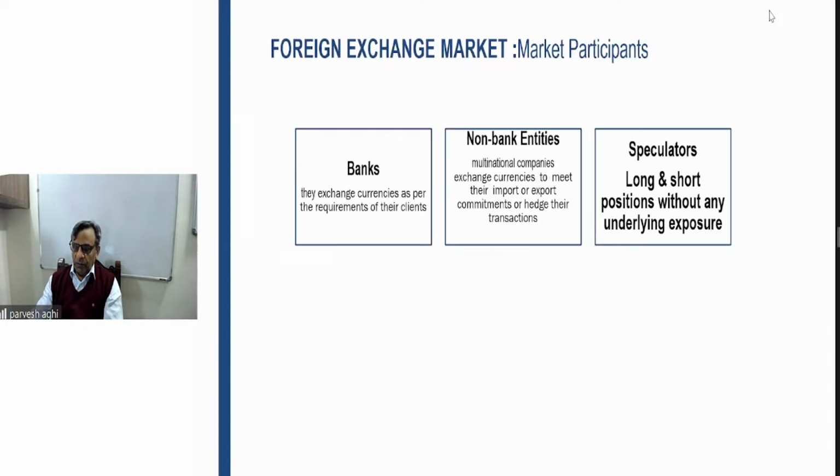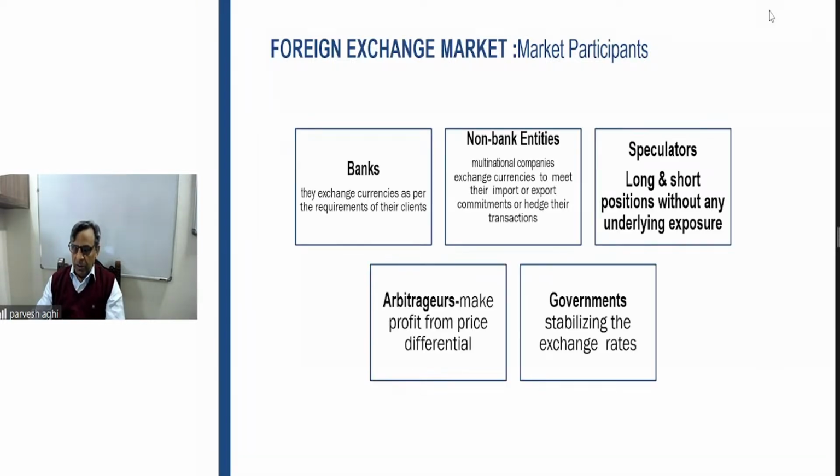Now, first of all, though we have covered this, I'm just revising. So who are the market participants? We know that the banks are market participants. They are present in the foreign exchange markets. They exchange currencies as per the requirements of their clients. And then we have the non-banking entities, which are all the multinational companies which exchange currencies to meet their import or export commitments or to hedge their transaction.